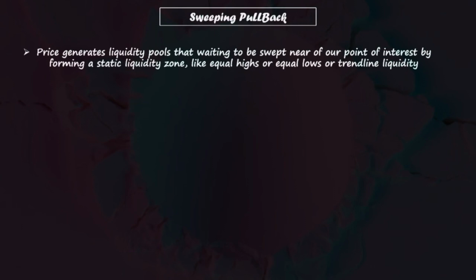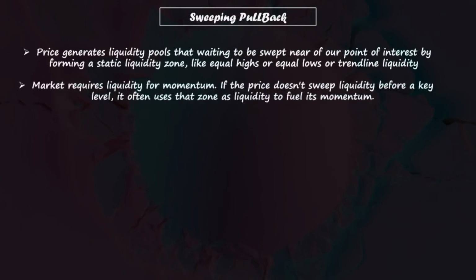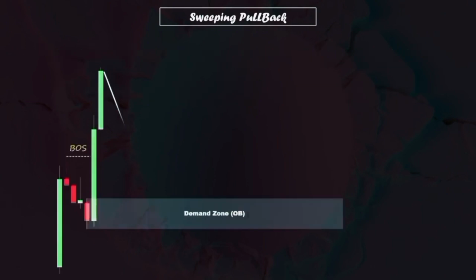The idea is simple. Market requires liquidity for momentum. If the price doesn't sweep liquidity before a key level, it often uses that zone as liquidity to fuel its momentum. For example, here we can see that the price retraced back down, formed an equal low and also created great liquidity below the double bottom, suggesting the presence of pending orders and stop losses waiting to be triggered and swept by the market, which is located near our identified demand zone.